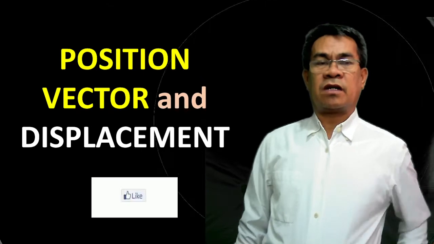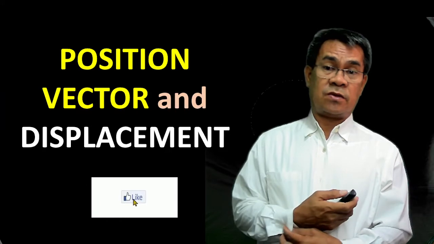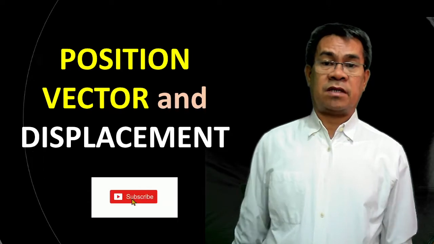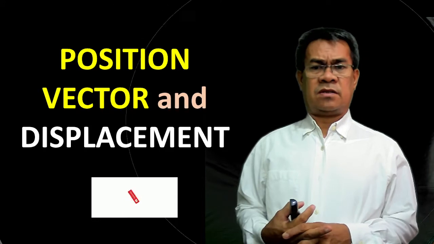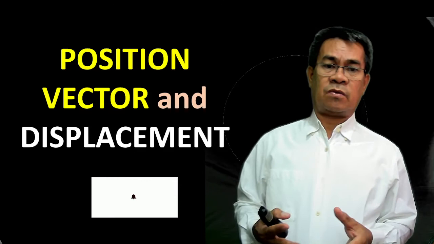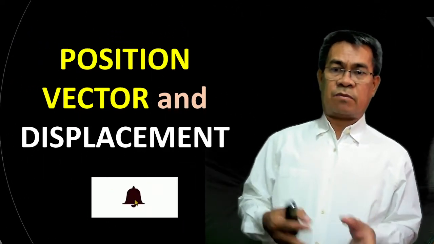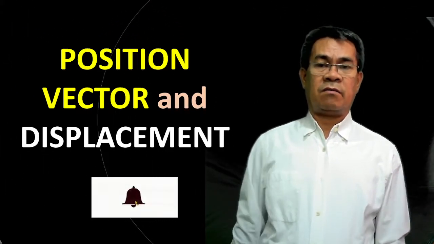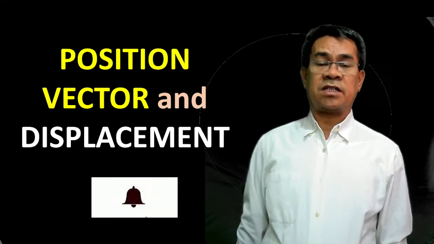The particle can also be described by means of a graph. But in this video, let us focus on the position vector and displacement of the particle. Position vector and displacement are very important because if we have the position vector and displacement, we can provide the velocity. And by the use of the velocity and position vector, we can provide the acceleration of the particle. So, let us understand now what is position vector and displacement.